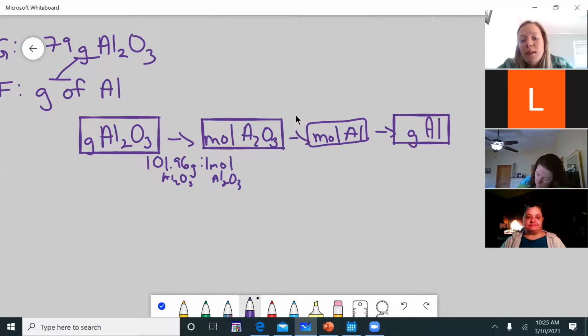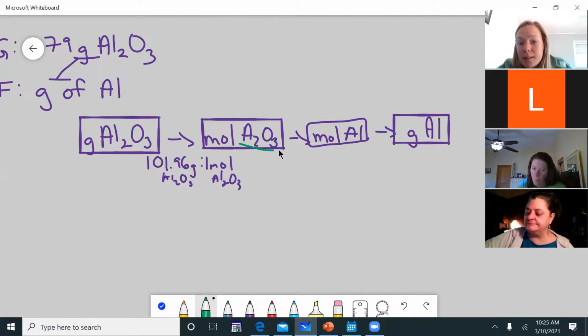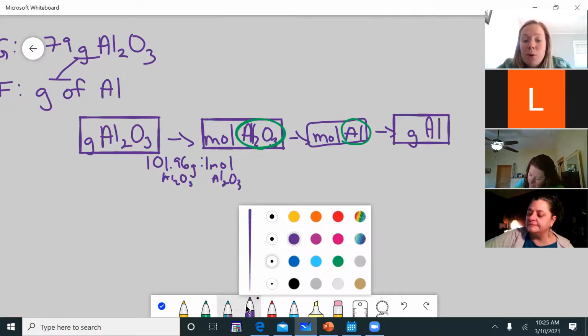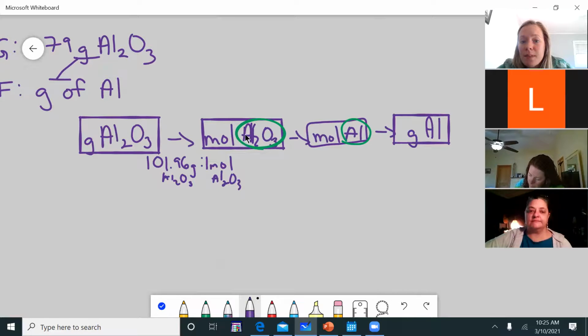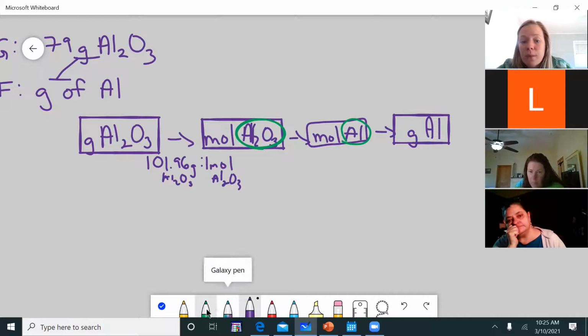Now, this step in the middle, I always call the magic step, because you're transitioning from one thing to another. This is not the same thing as this, right? Oh, let me put an l in there too. There is no element Al. Yes, they both contain aluminum, but these are not the same thing. This is aluminum oxide and this is aluminum.